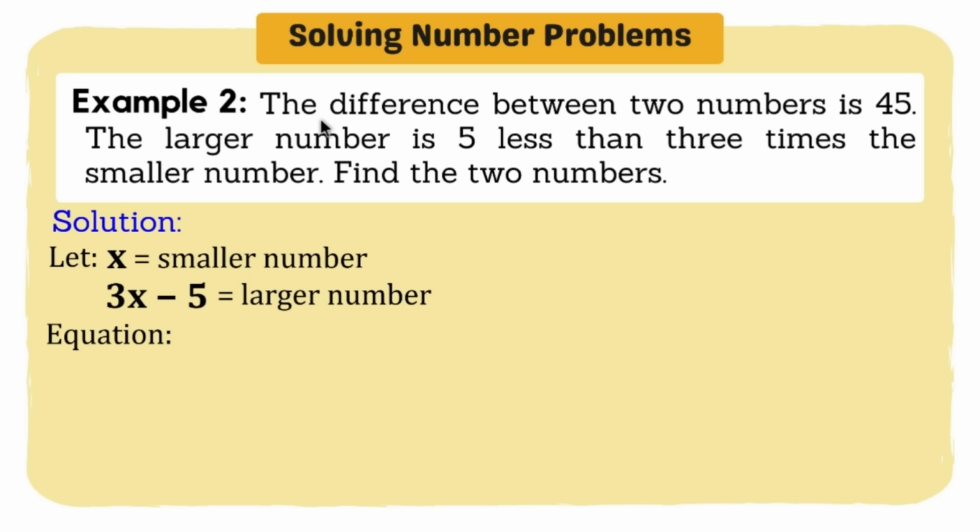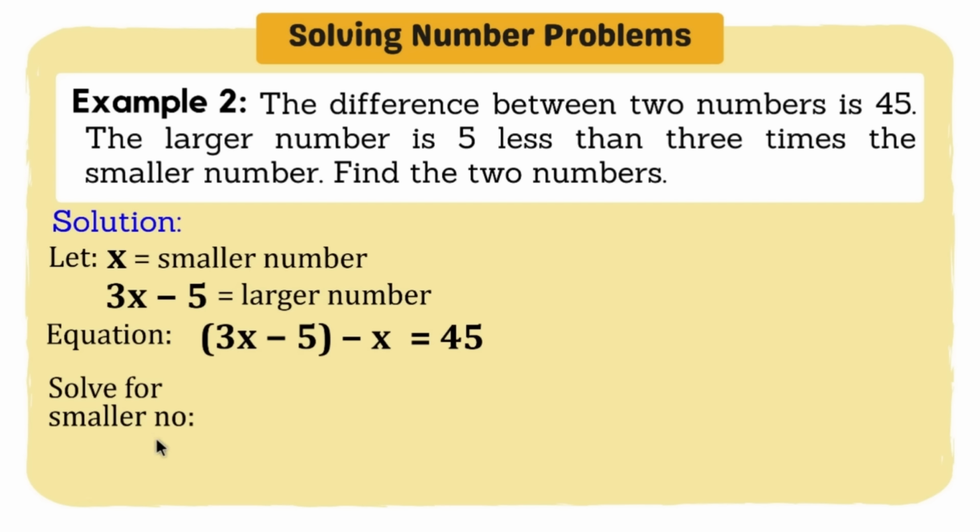Okay, let's go back to the problem again. Etong first statement, sabi dito, the difference between two numbers is 45. Pwedeng ito po yung gamitin natin. So, pag pinag-subtract natin yung dalawang number, ang difference niya is 45. So, ito yung unang number. Siyempre, yung mas malaking number ang unahin natin. 3x minus 5 minus yung mas maliit na number which is x. Ang magiging sagot nila ay 45.